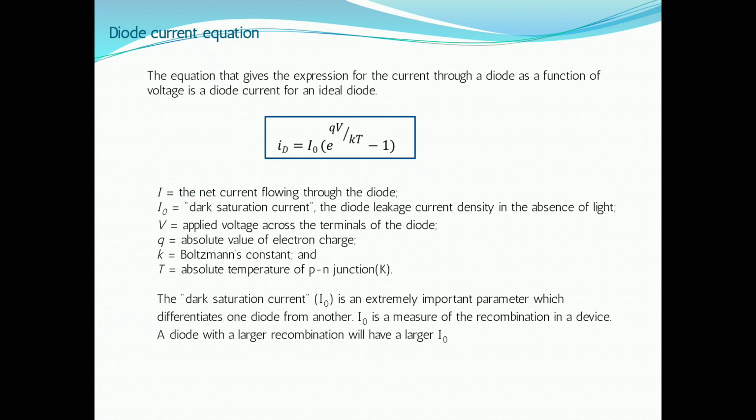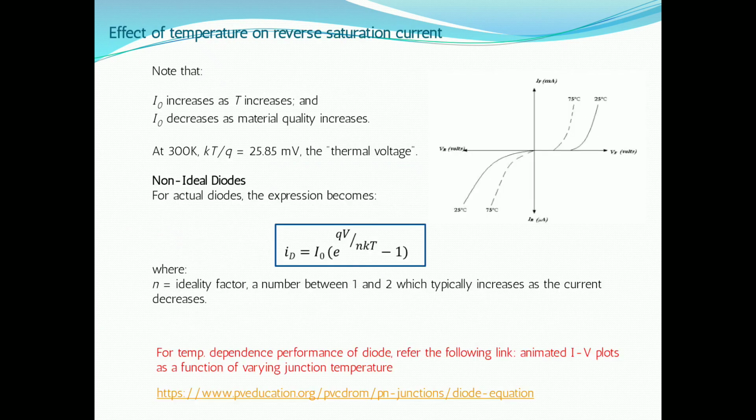This I0 is a result of minority carriers present in the diode. As the amount of this is more, we can say the recombination is more. Then V over here is the applied voltage across the two terminals of the diode, q is the absolute value of electronic charge, k is the Boltzmann constant, and T is the absolute temperature of the junction at which the diode is being operated.